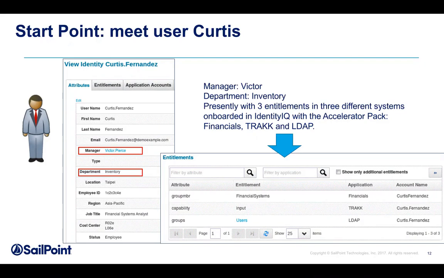So let's start with Curtis. This is a mover scenario. Curtis is in the organization, and Curtis's manager is Victor, and he works in the inventory department. So he has a couple of applications that were automated for his access: Track, financials, and LDAP.